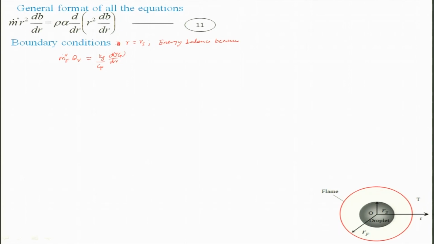And keep in mind that this kg by Cp is nothing but your rho alpha d Cp T by dr, right. And now, this is one, we have done the energy balance at the surface of the droplet. Now we will also have to do the mass balance, right, because the vapor is going out, it is getting vaporized and moving out.